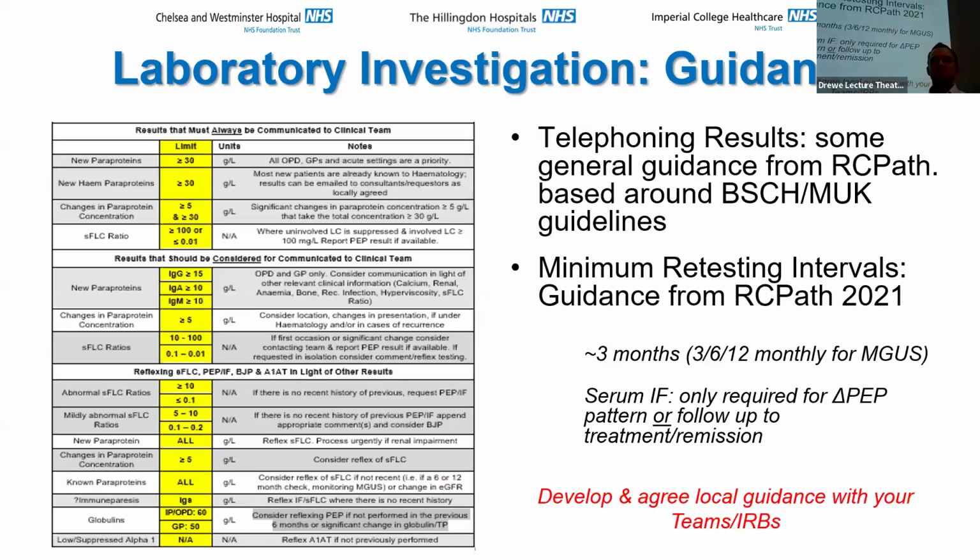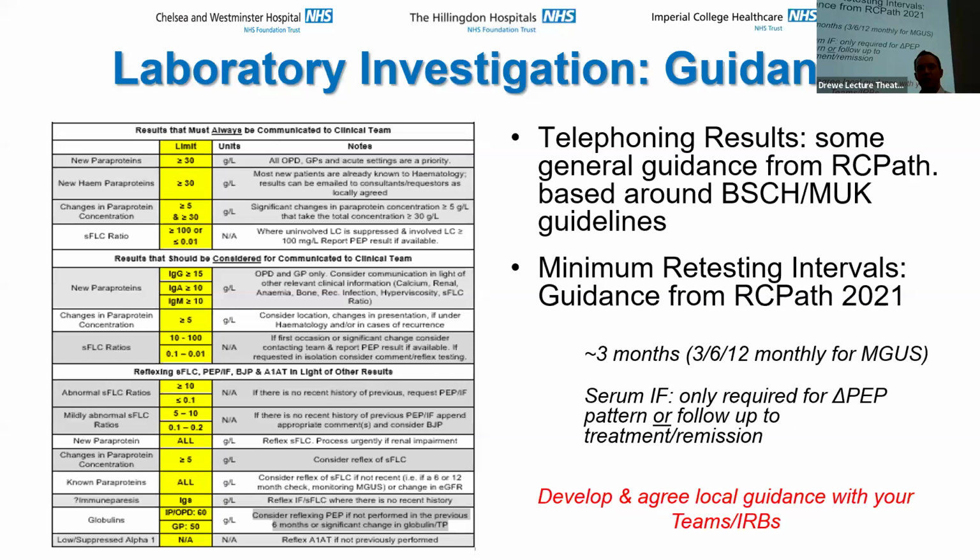It's also useful to be aware that some results we should be phoning out. Again, this will vary a little bit from place to place, and there's some general guidance from the Royal College and based around Myeloma UK guidance. We would tend to phone out any significant new paraproteins, so paraproteins greater than 30 grams per litre, where there could be presenting myeloma. We would alert haematology to any of these large paraproteins as well, although they generally already know about them because the patients have been referred. The other key thing is to also contact clinicians about any significant changes in paraprotein concentrations.